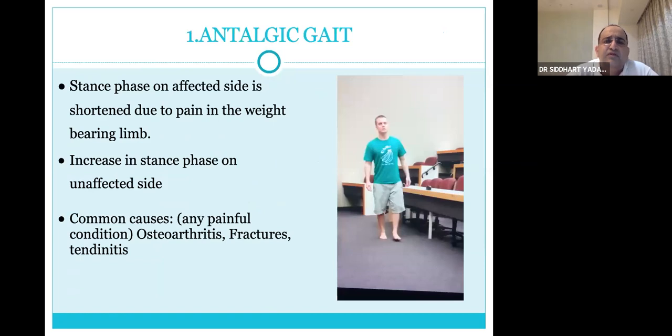Now this is the most common and commonly asked. First is, everybody must be knowing what is antalgic gait. In antalgic gait, the stance phase of the affected side is shortened due to pain in the weight bearing limb.